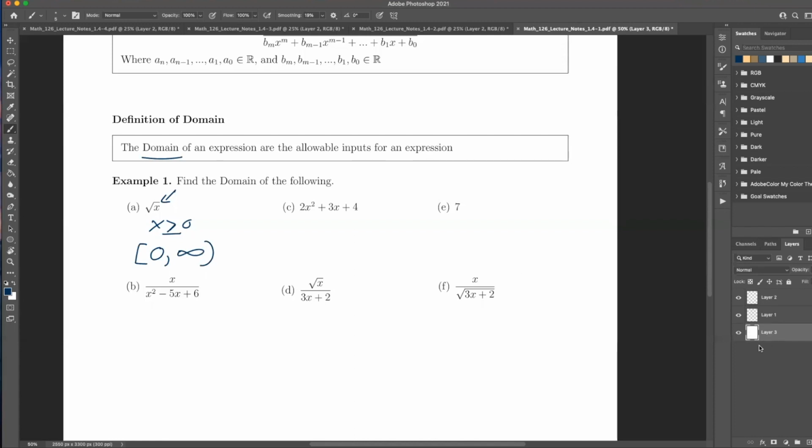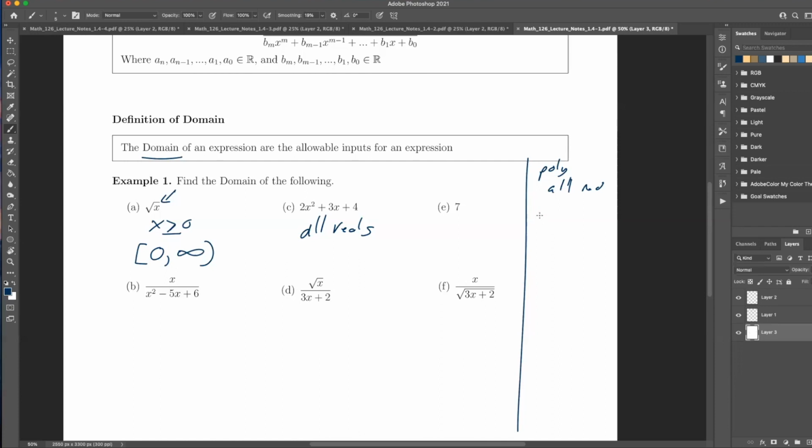Okay. A polynomial can accept any x. So I can put in negative 2x. I can put in the square root of pi. I can put in whatever I want here, right? And then you can compute out a number. And so polynomials can take everything, and so this is all reals. In fact, let me put a little side note right here. Any polynomial will be all reals.